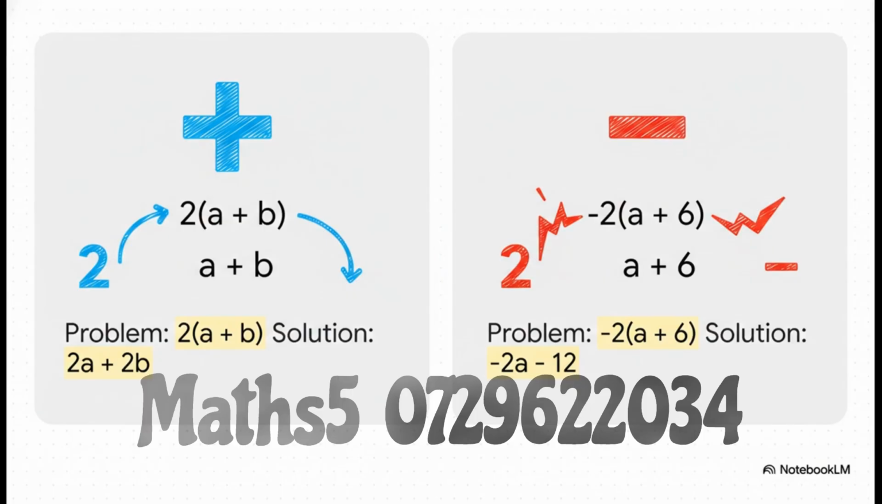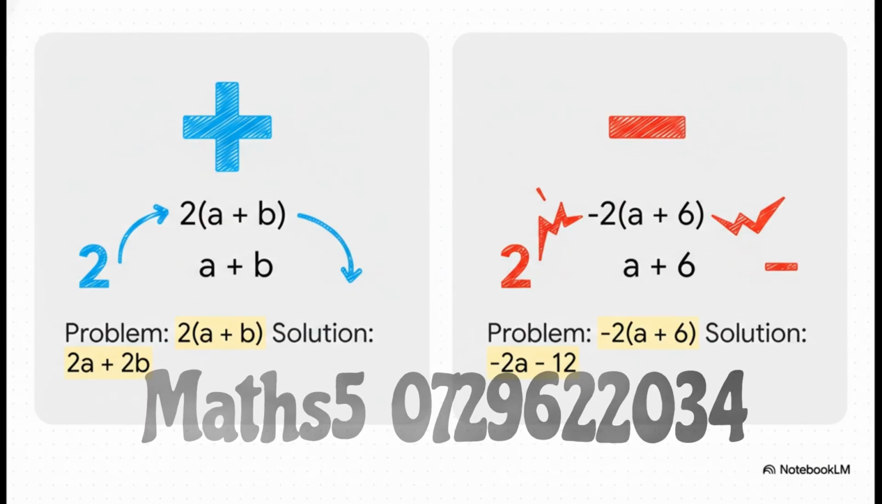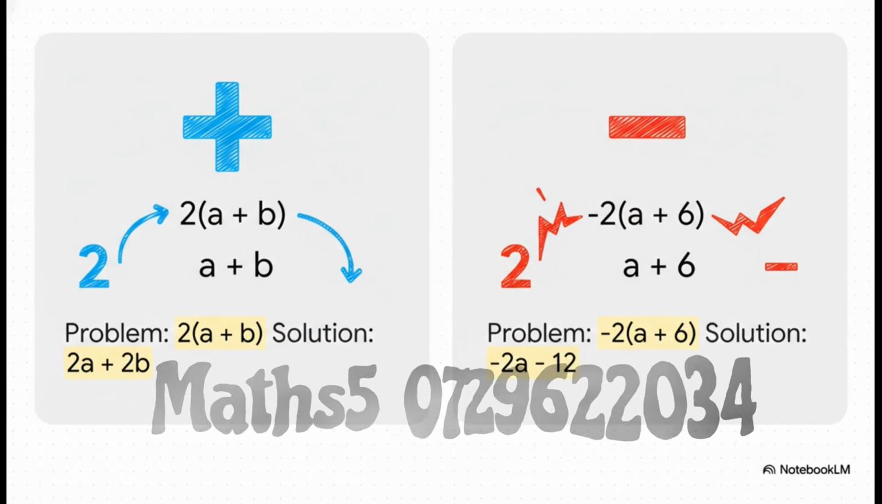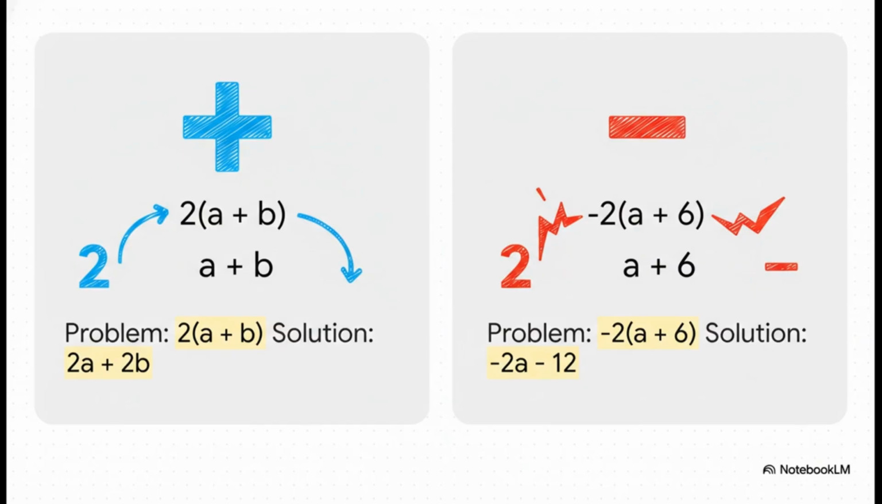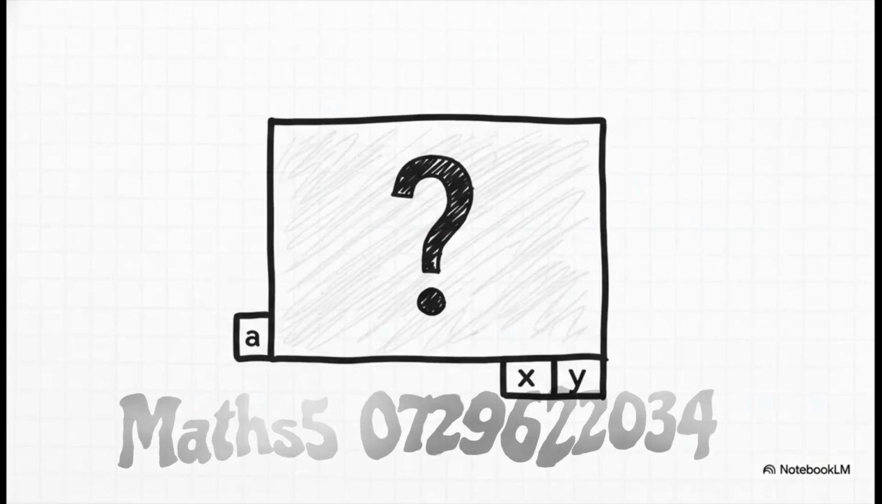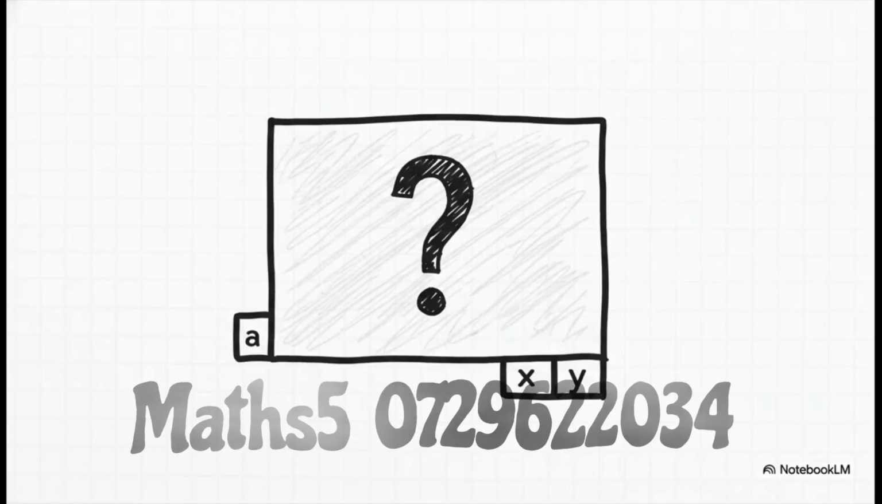Now, there's a really important rule here, so listen up. When you multiply by a positive number, like with 2 times (A plus B), everything's easy. The signs all stay the same, and you get 2A plus 2B. But, and this is key, when you multiply by a negative number, like -2 times (A plus 6), it flips the sign of everything inside. It becomes -2A minus 12. You gotta watch out for that.